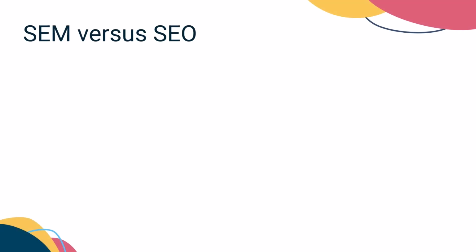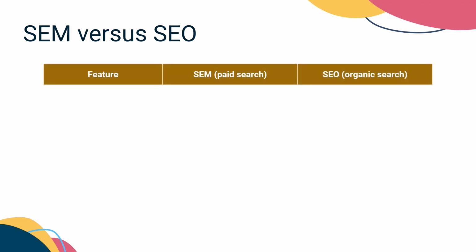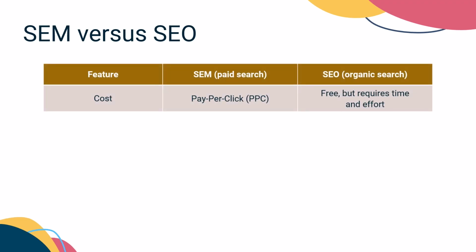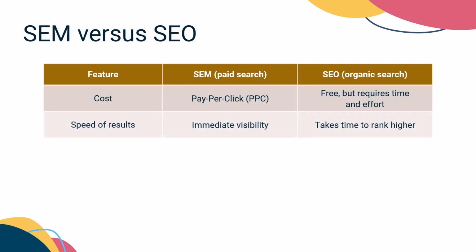While SEM and SEO try to improve search visibility, they function differently. With SEM, you pay for each click. SEO is free, but building a presence takes time and effort. If you need quick results, SEM is the way to go. Your ads can show up instantly. With SEO, it takes time for your site to rank higher in search results.